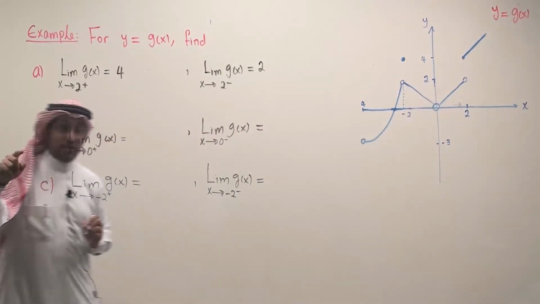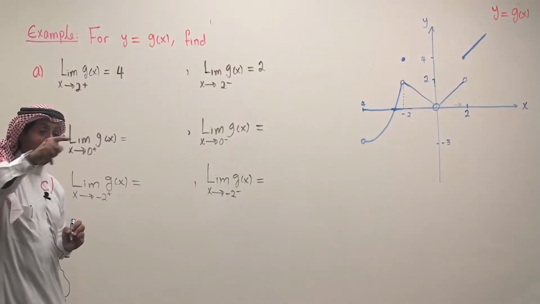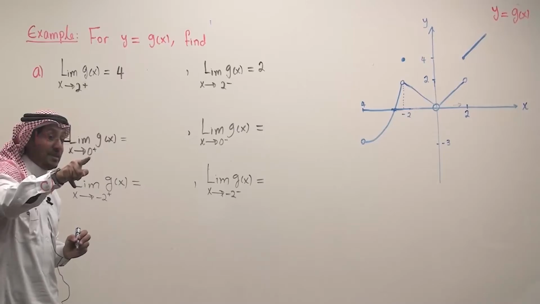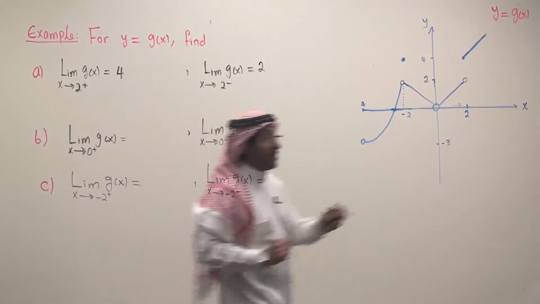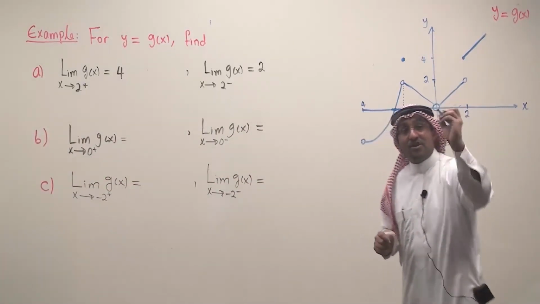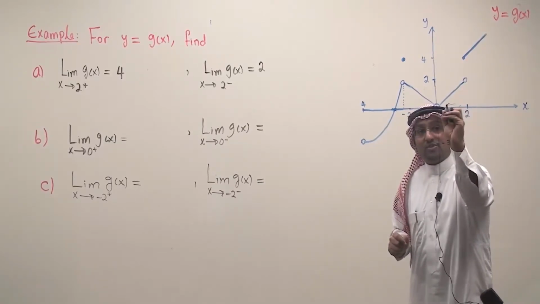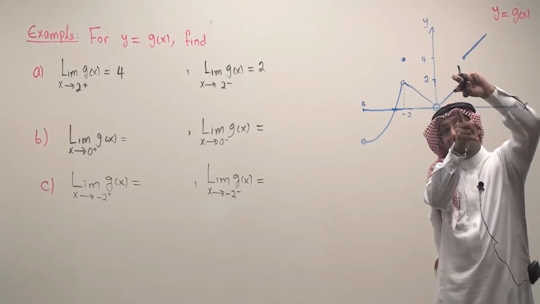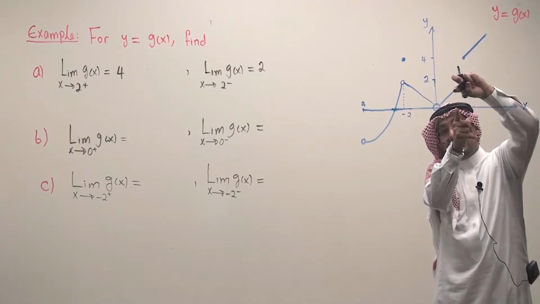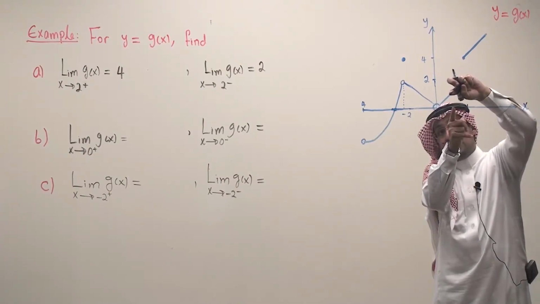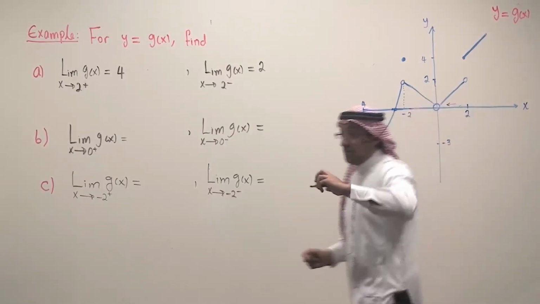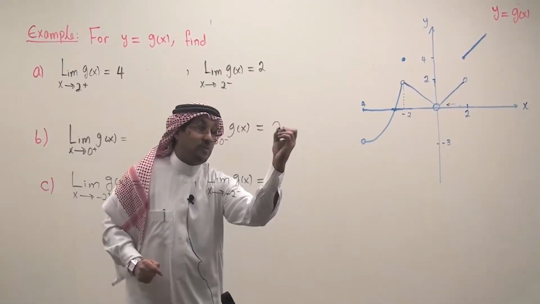Let's see now part B. The limit of the function g of x as x approaches 0 from the right-hand side. So from the right-hand side, this is the 0. So I'm approaching 0 from the right-hand side. Look, when I trace the curve, as x approaches 0, the curve is going down and down to what? Toward y equals 0. So this one is basically 0.